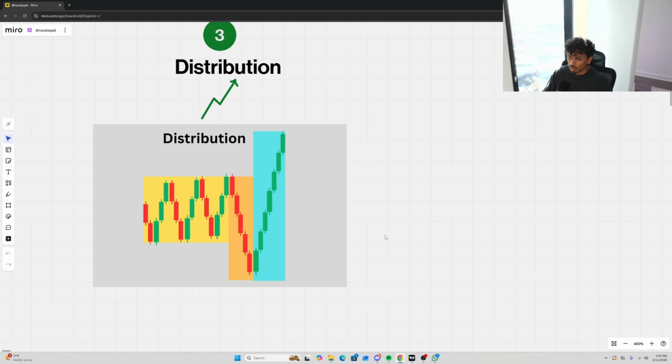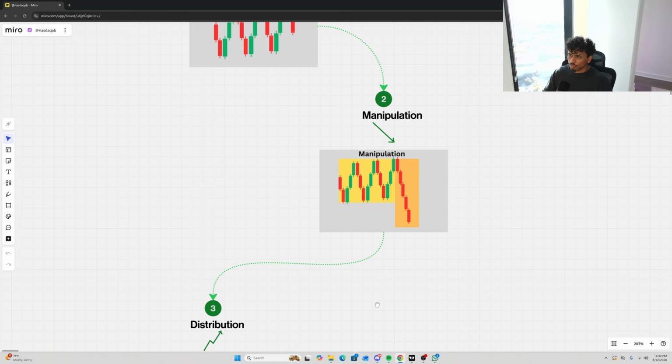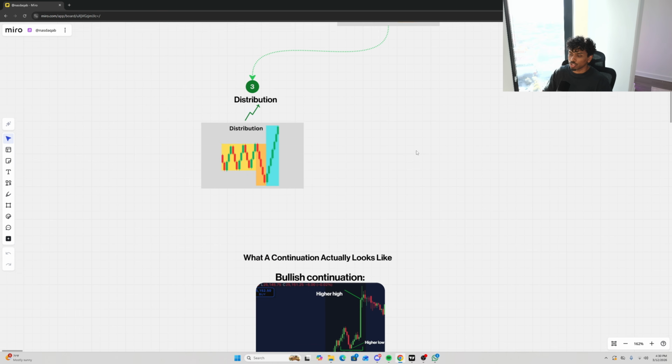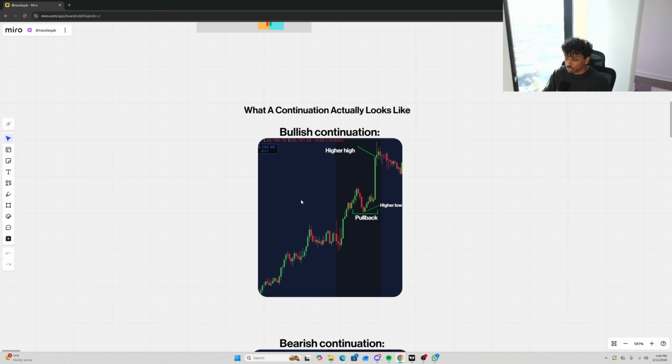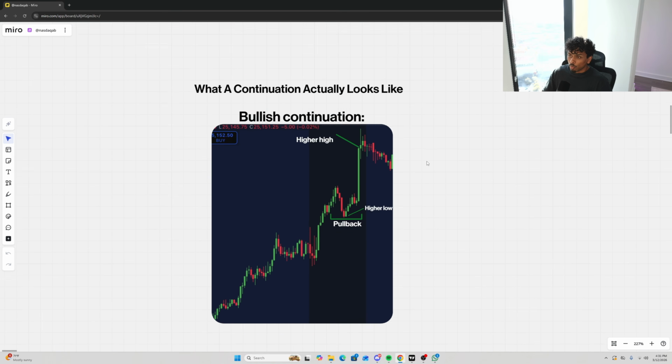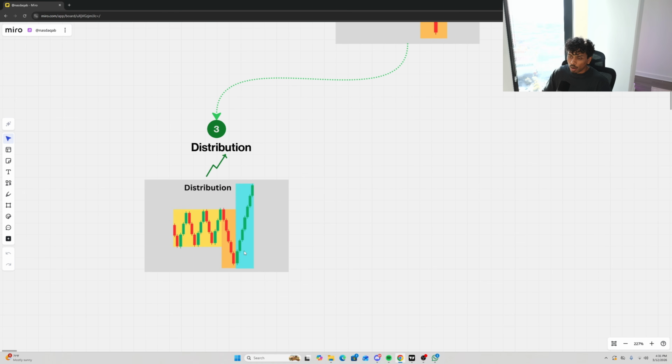This distribution leg. All right, so now that we've covered all of these things, we now want to understand, what do real continuations look like? So we have a bullish continuation, and then we also have a bearish continuation. So this is happening after our distribution leg.